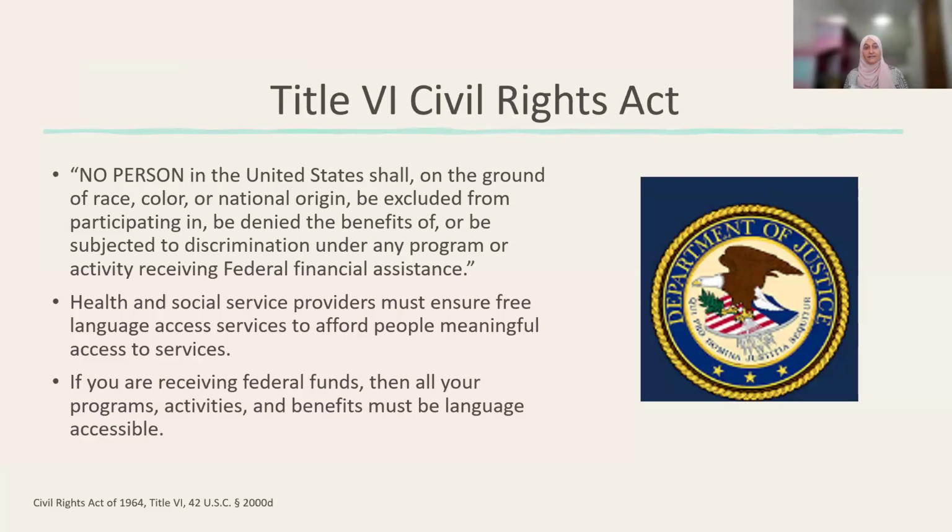Under Title VI of the Civil Rights Act, no person in the United States shall, on the ground of race, color, or national origin, be excluded from participating in, be denied the benefits of, or be subjected to discrimination under any program or activity receiving federal financial assistance. So all agencies that receive federal funds are obligated to offer or provide language access services to their clients. Health and social service providers must ensure free language access services to afford people meaningful access to services. So it should be available, and it should be available for free. All agencies receiving federal funds, all their programs, activities, and benefits must be language accessible.